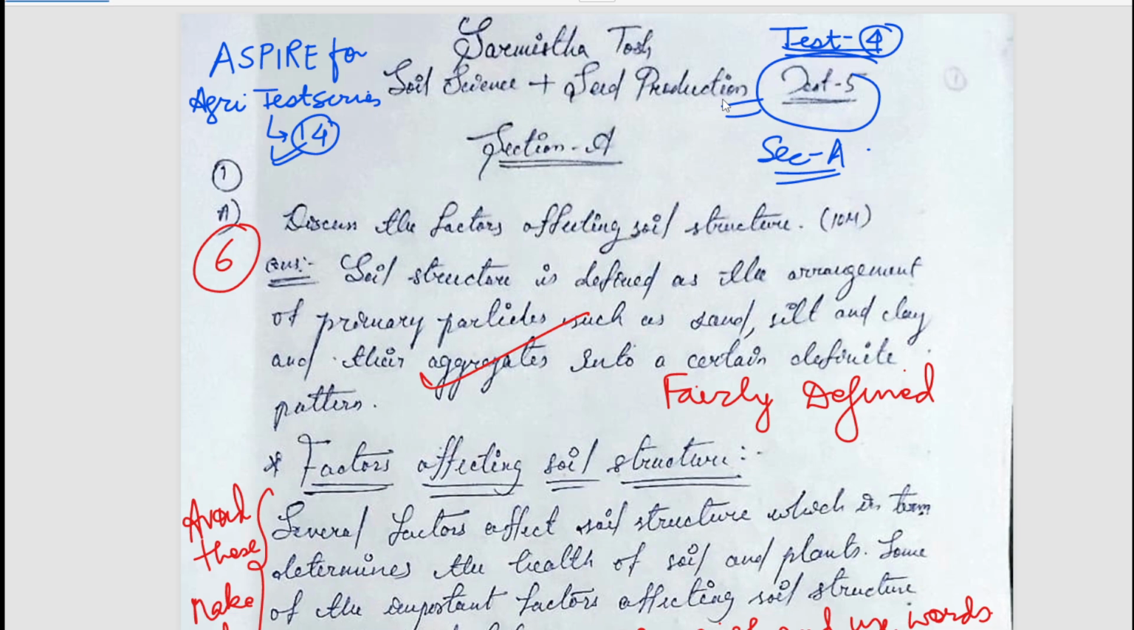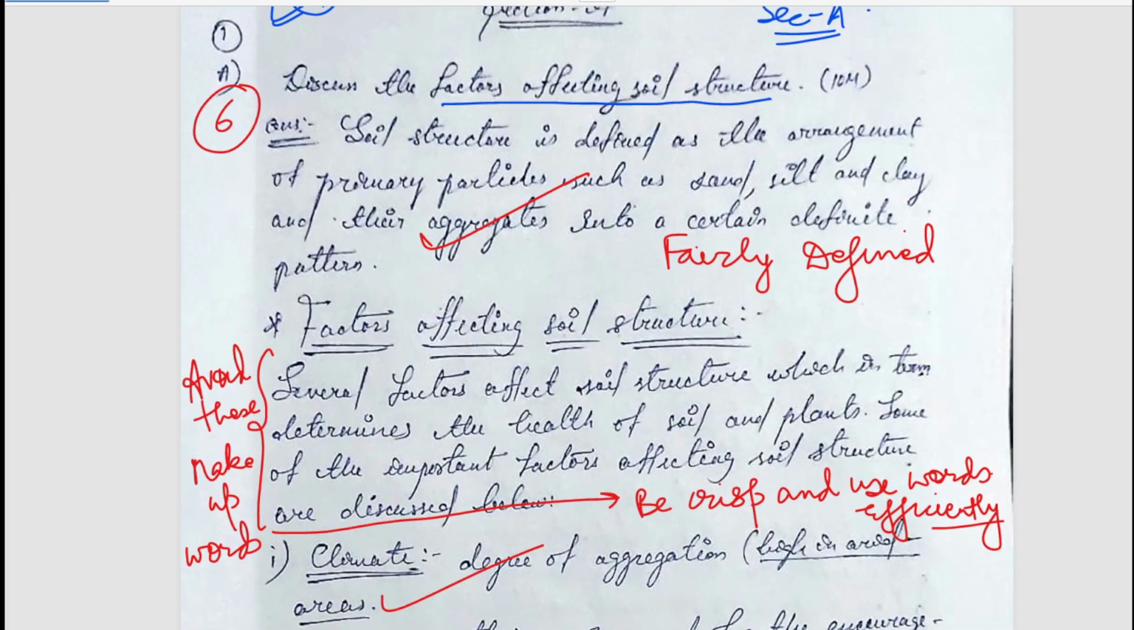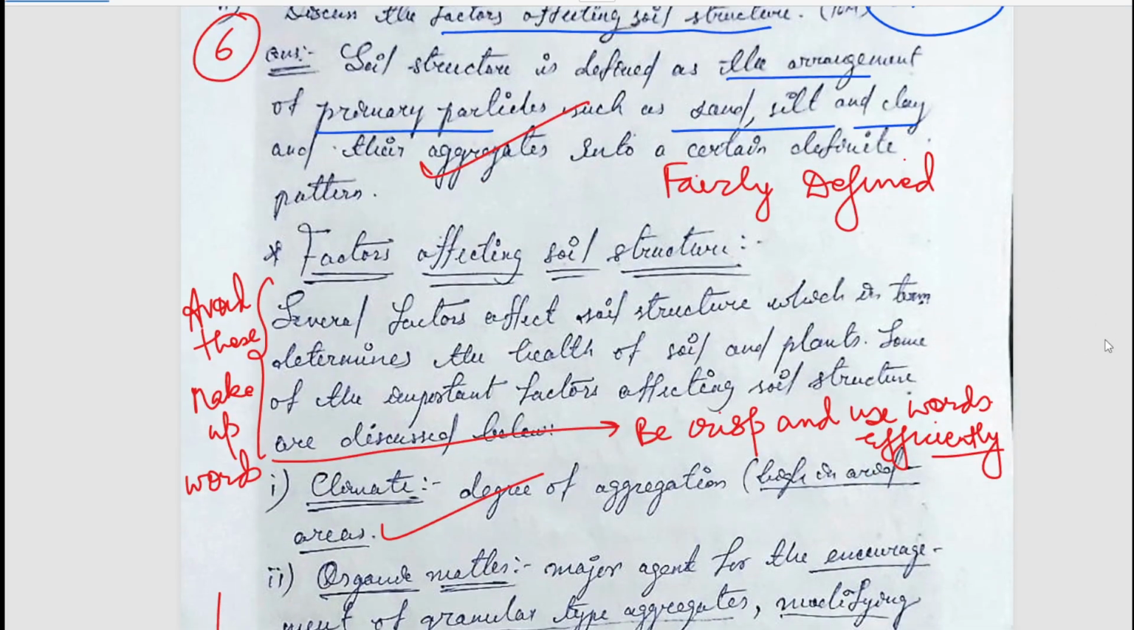The first question is, discuss the factors affecting soil structure. You all know what soil structure is, and it is very nicely defined by the student. It is the arrangement of primary particles such as sand, silt and clay and their aggregates into a definite pattern. Sand, silt and clay in various proportions define the structure of soil. Now we'll see what the factors affecting it are.